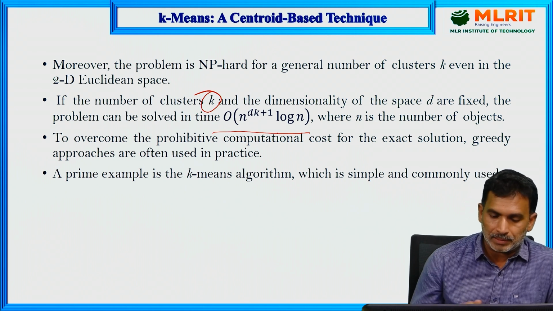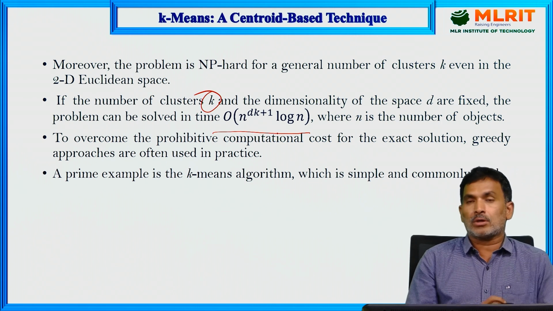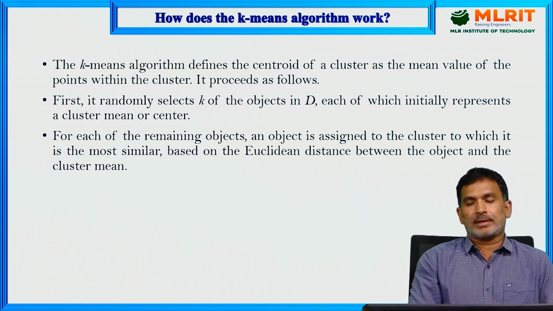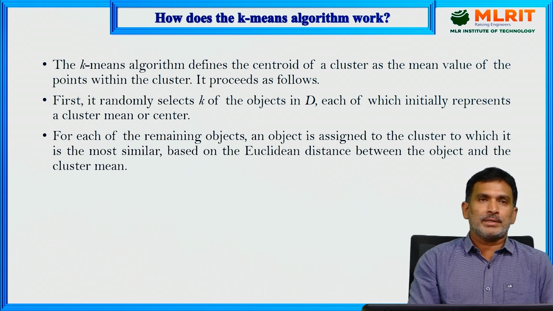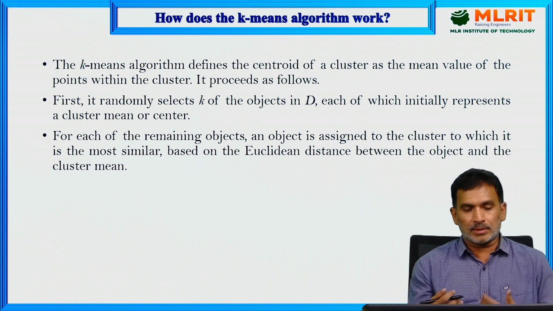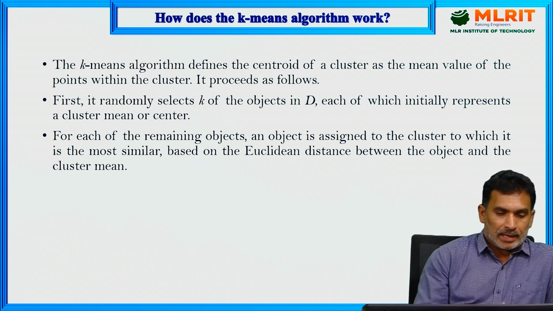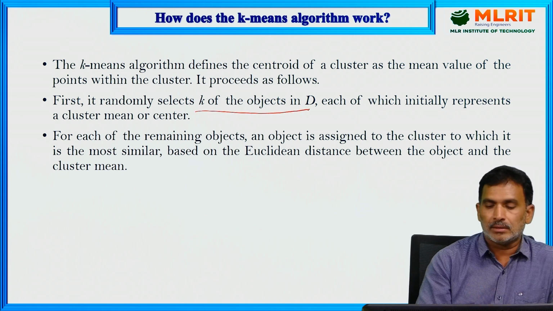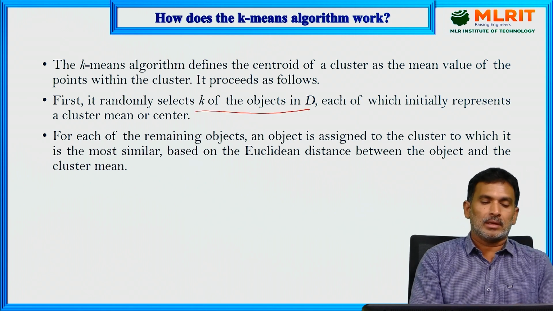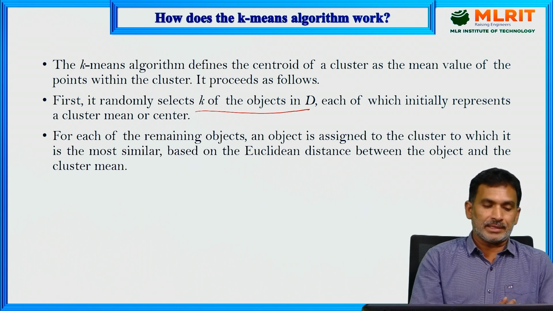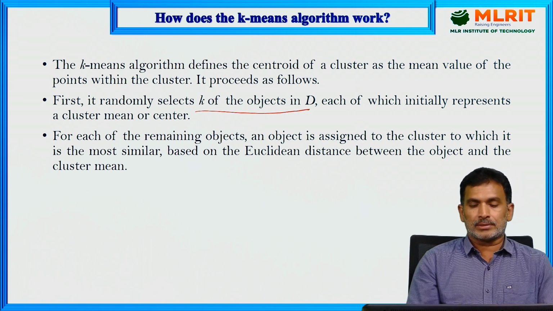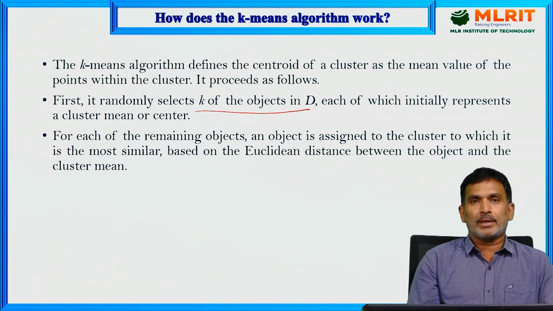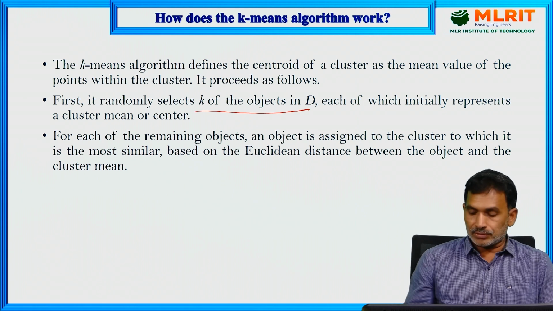A prime example is the k-means algorithm, which is simple and commonly used. Here the k-means algorithm defines the centroid of a cluster as the mean value of the points within the cluster. The procedure is as follows. First, it randomly selects K of the objects in D, each of which initially represents a cluster mean or center. Each of the remaining objects is assigned to the cluster to which it is the most similar, based on the Euclidean distance between the object and the cluster mean.